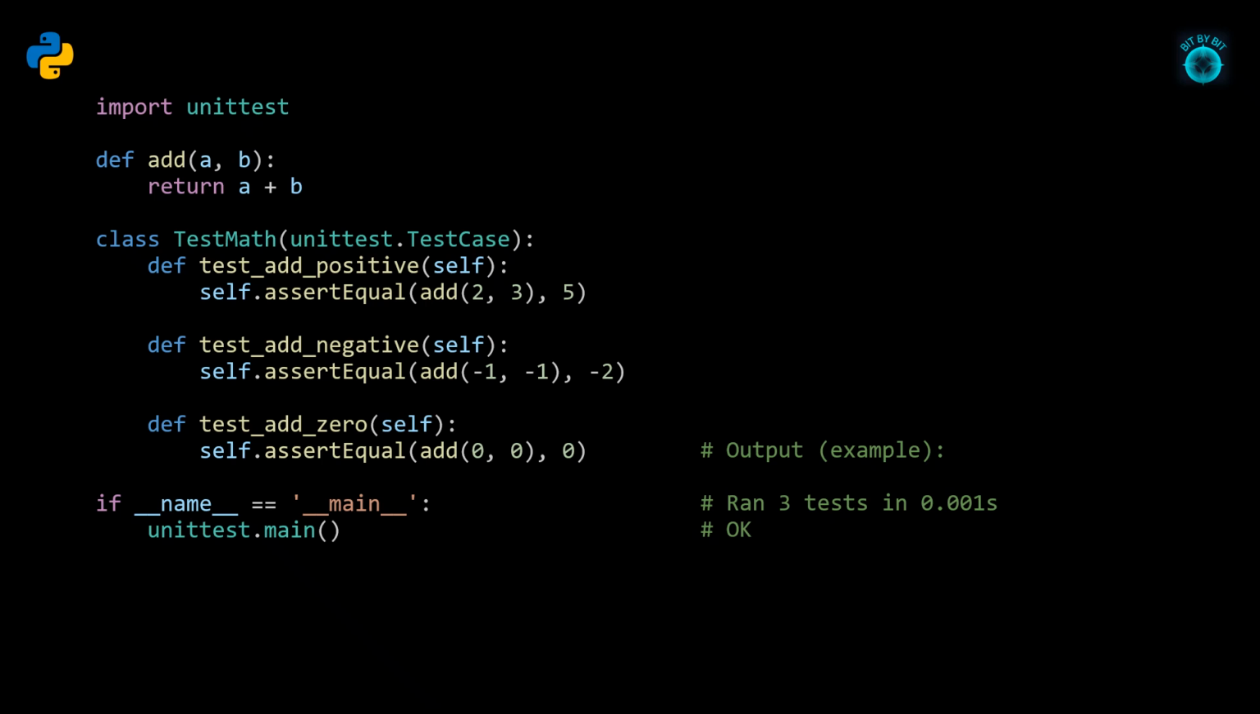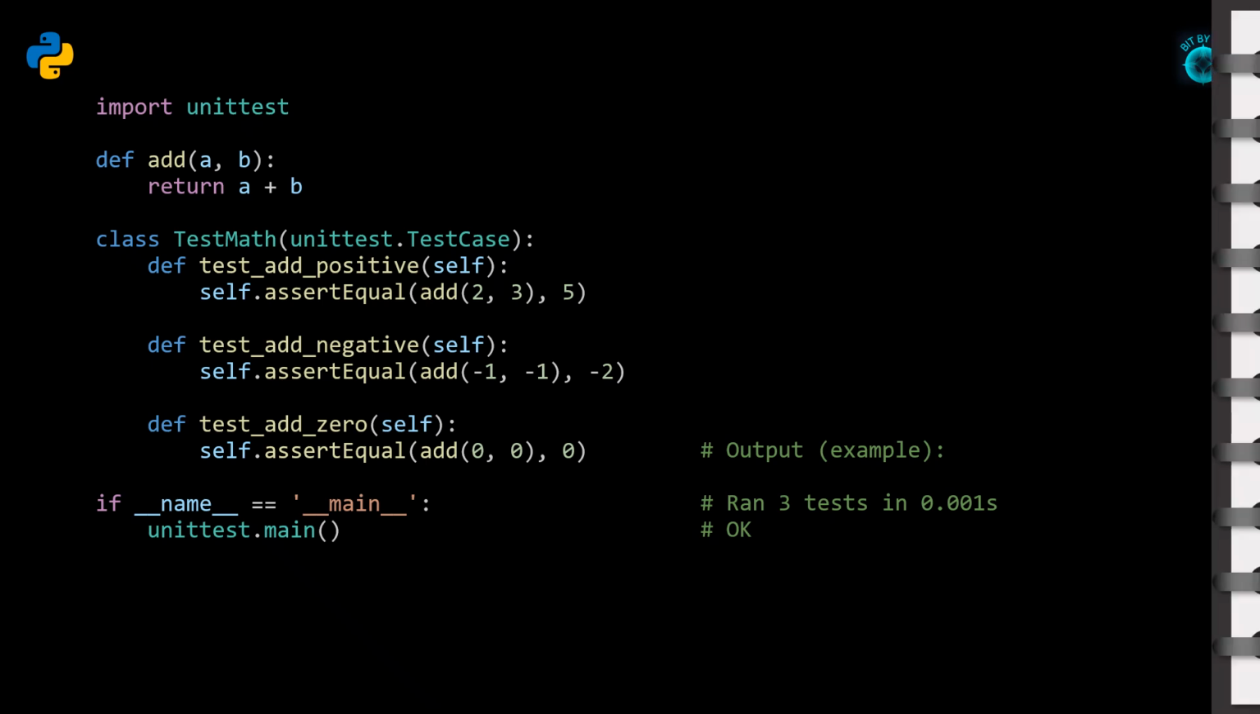Each test uses self.assertEqual to compare the actual result to the expected value. Finally, if we run the script, unittest.main finds all test methods and runs them. If all tests pass, we'll see OK in the output.